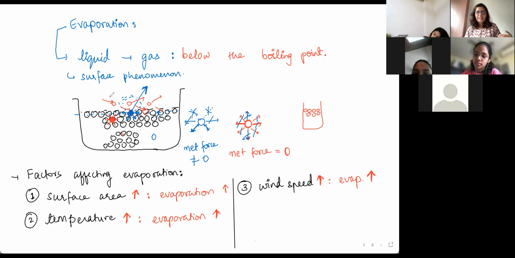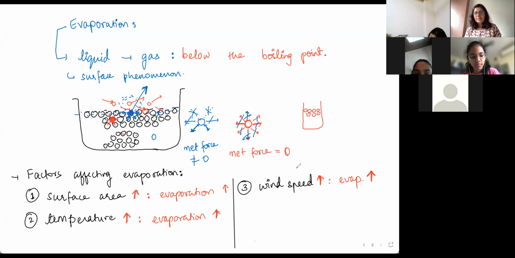So wind speed zyada hai, matlab these particles have greater velocity. So when they collide against water, they might give part of that kinetic energy to the water molecules. So extra energy matlab evaporation bhi aasan ho jayega. So that's kind of how the wind speed affects it.